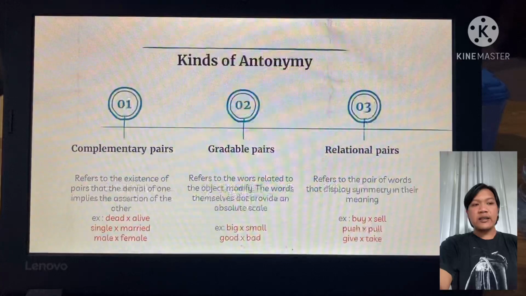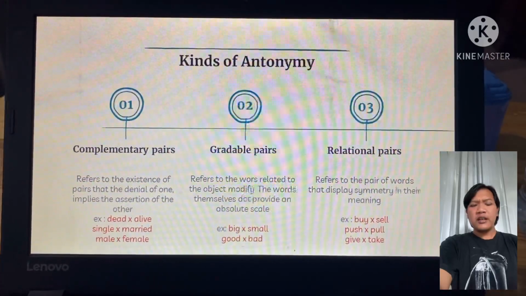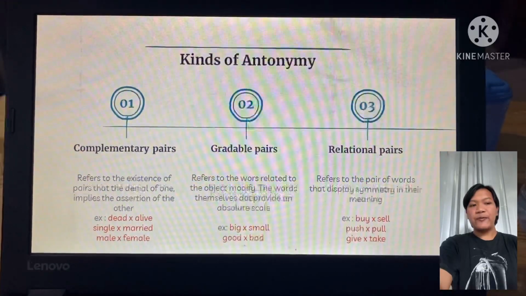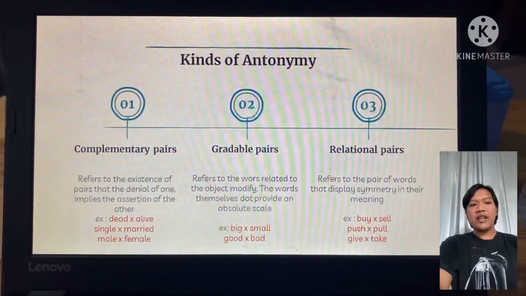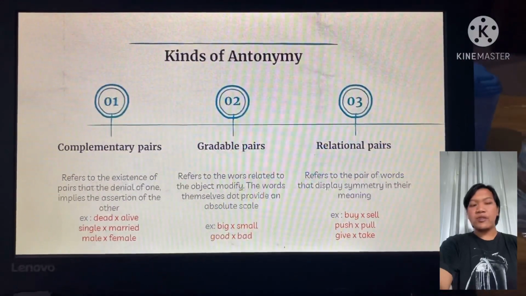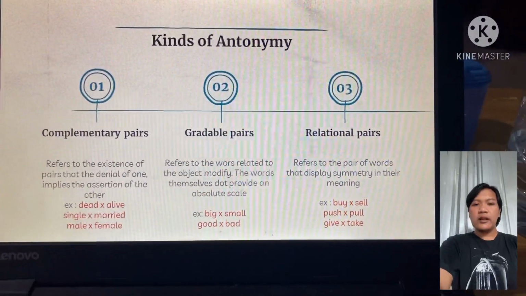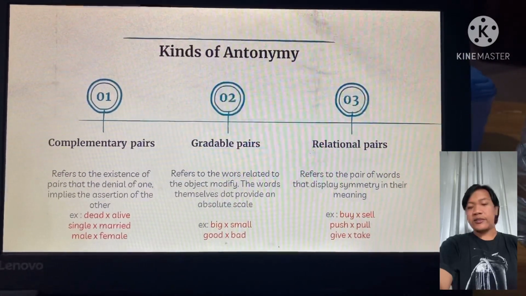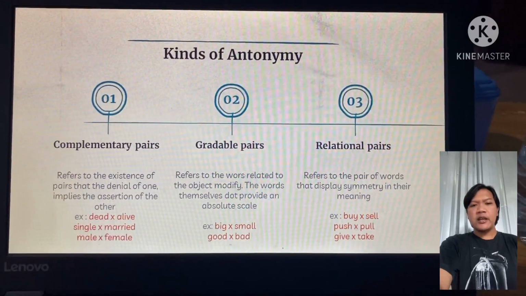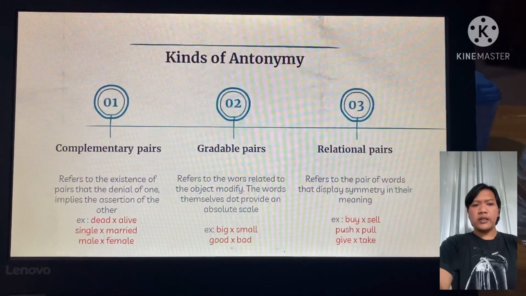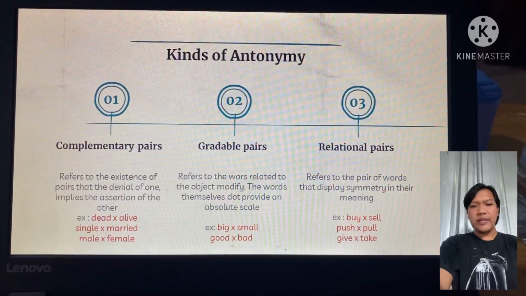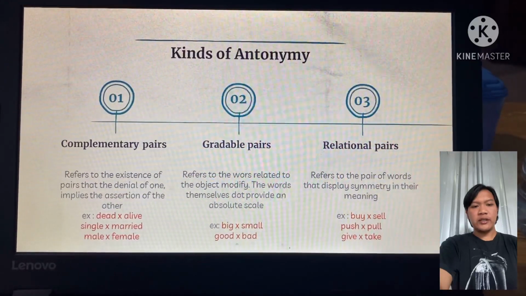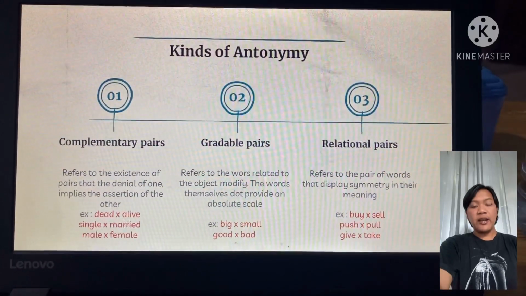Second, gradable pairs. It refers to words related to the object they modify, the words themselves providing an absolute scale. Example: big and small, good and bad. And third, relational pairs. It refers to pairs of words that display symmetry in their meaning. Example: buy and sell, push and pull, give and take.